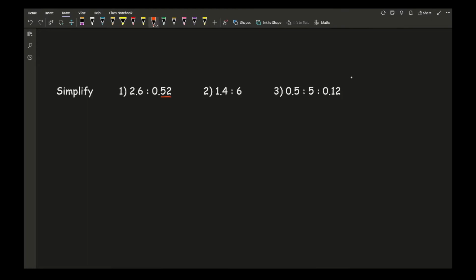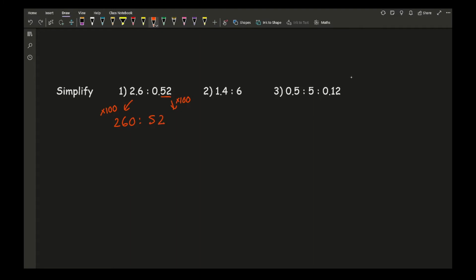Now because I've got 2 numbers after the decimal point, I'm going to multiply both numbers by 100. So I'm going to multiply both numbers by 10 to the power of however many digits there are after the decimal point. Multiplying both numbers by 100, I get 260 and 52.